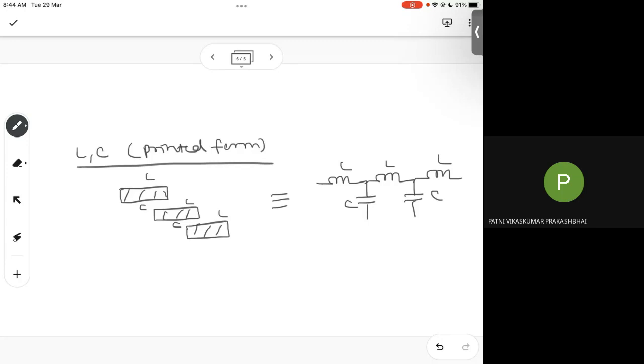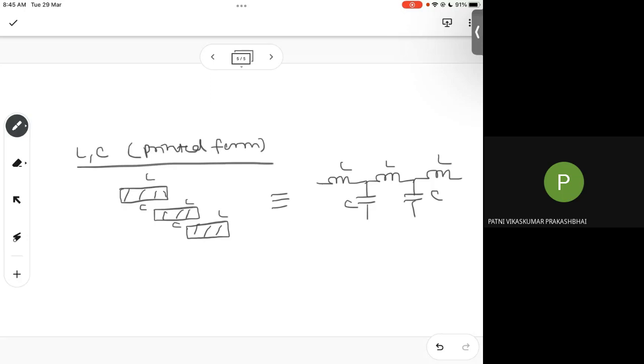But what should be the line length? Because as I said, your inductor could take any value from 0 to infinite Henry. Similarly, your capacitor can take a value from 0 to infinite Farad. So what type of line should we use, how much length should we use, and whether we use a short-circuited line or an open-circuited line, and so on.